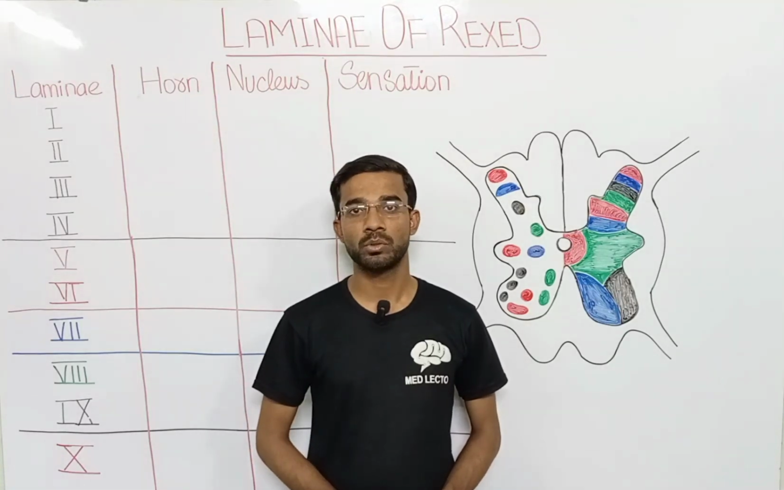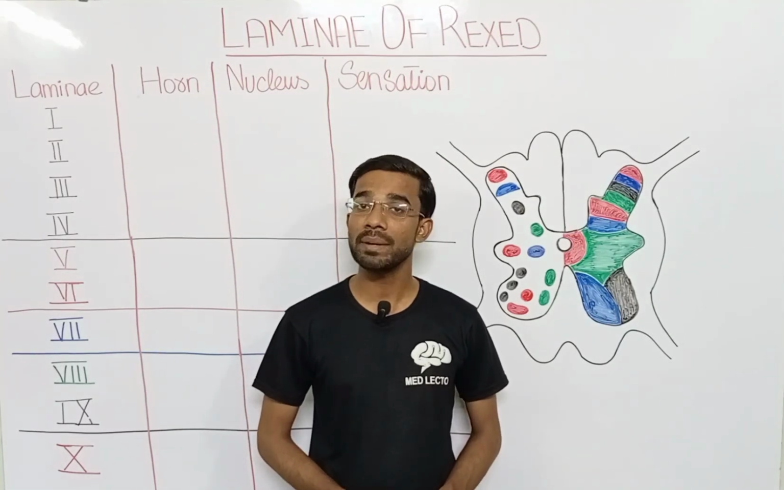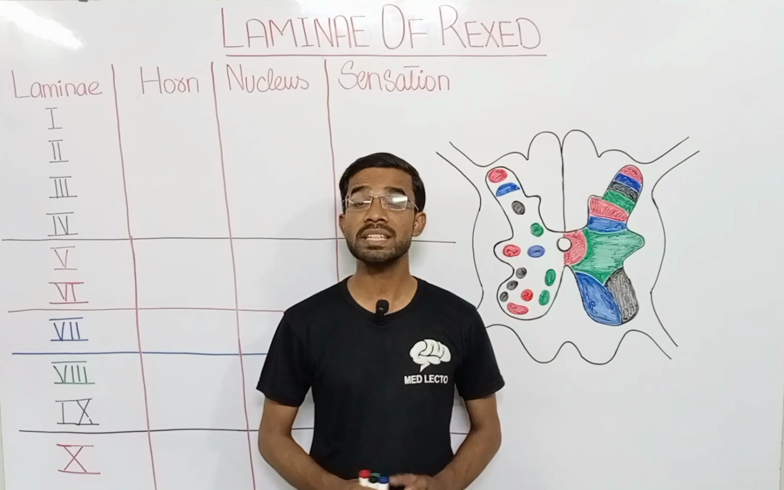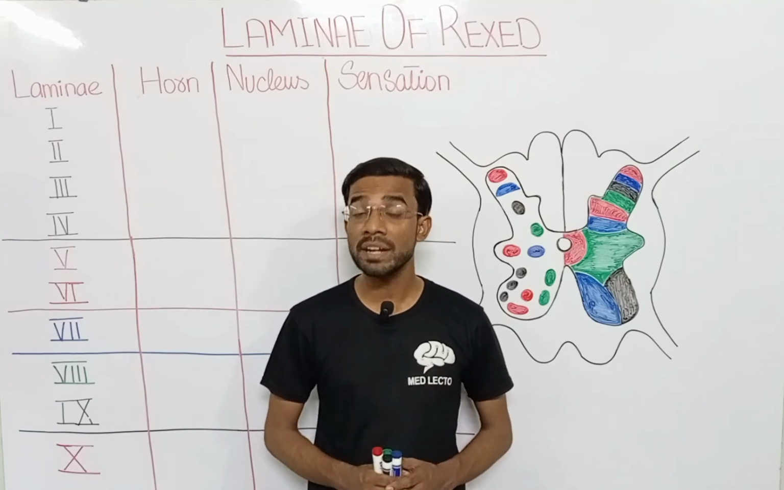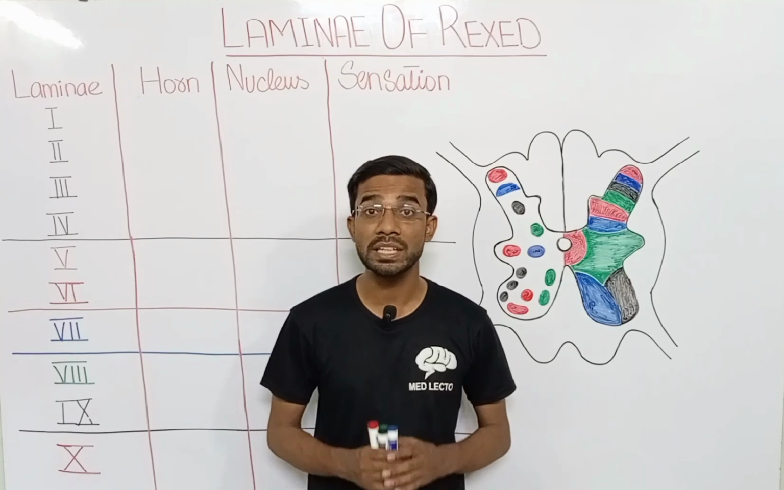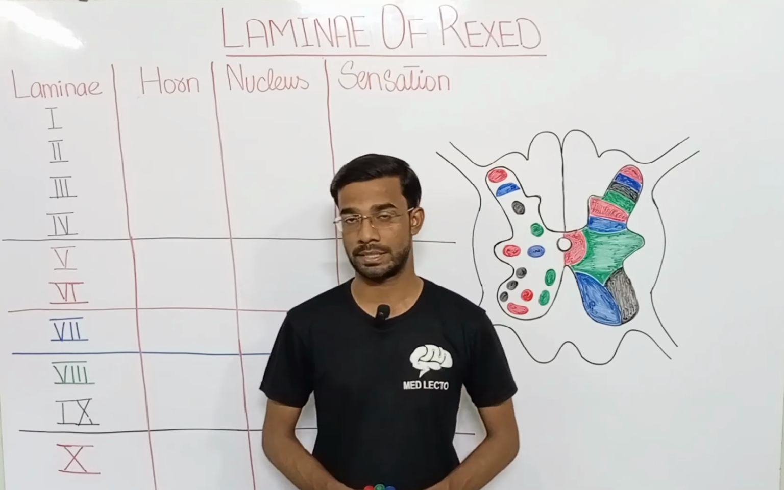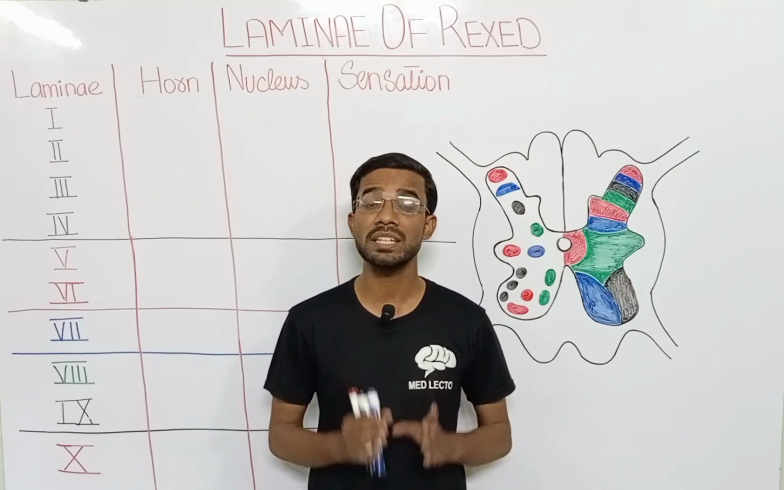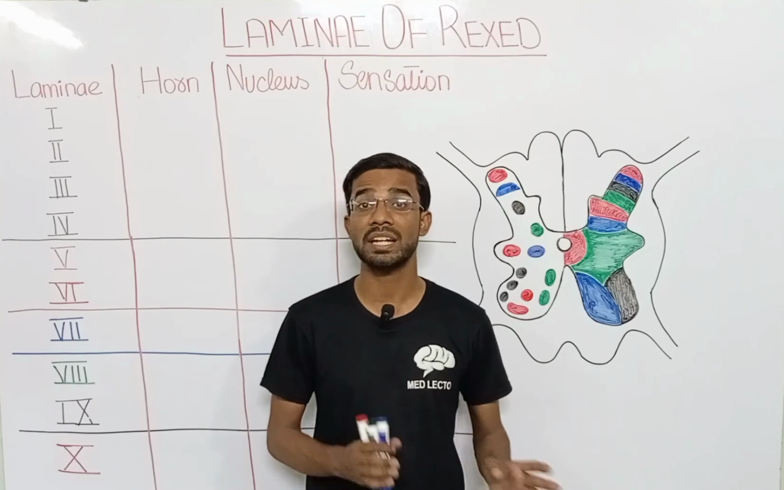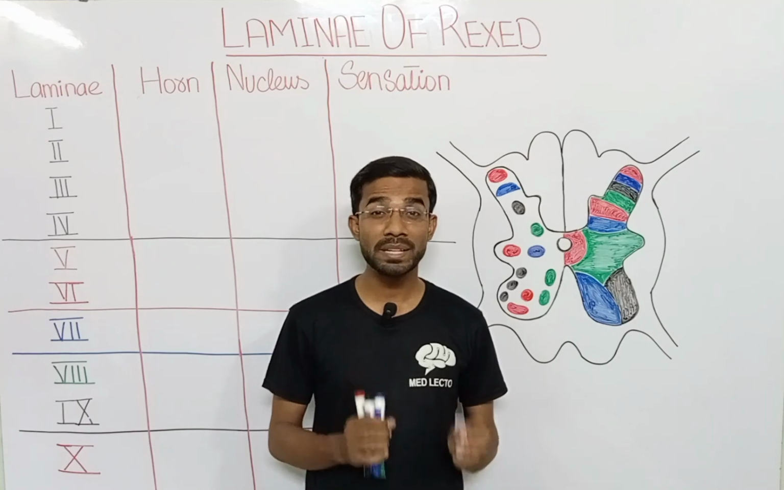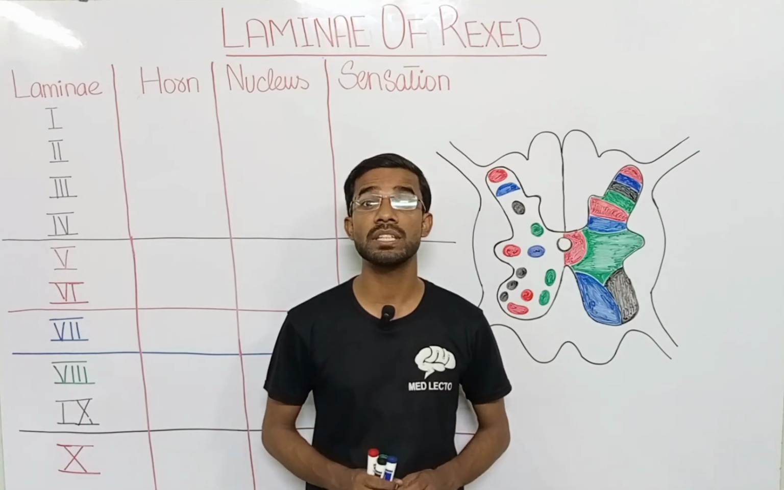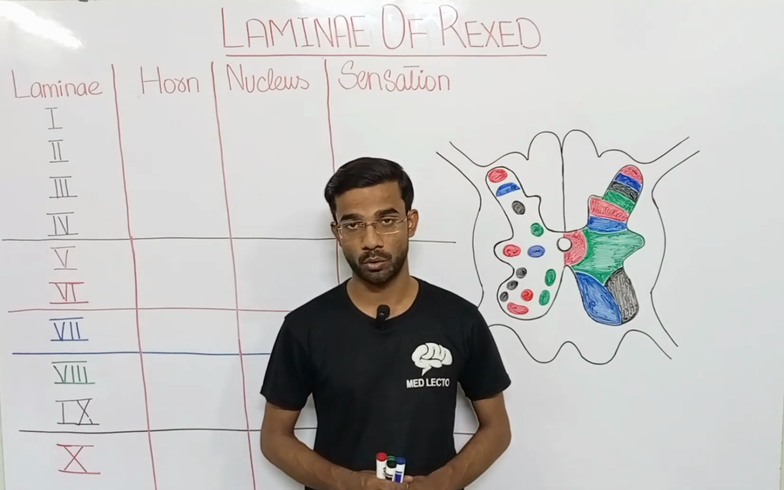Welcome to my Lecto. Today we are going to discuss Lamina of Rexed. Basically, in the spinal cord, you will see different arrangements of the neurons in the form of different layers. Actually, you will see the 10 most important layers that are formed by the neurons. And specifically, they are seen when you look at thick sections of the spinal cord.